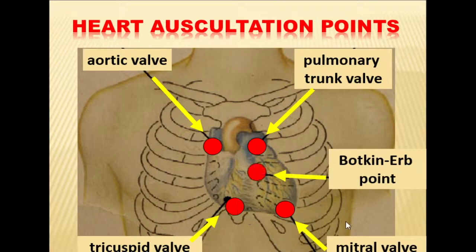Sometimes we'll use an additional Botkin-Erb point. Botkin and Erb are the authors who prescribed this point. It localizes at the junction of the third and fourth rib to the left edge of sternum, and it is used in case of pathology over the aortic valve. If we reveal any pathology over the aortic valve, we will obligatorily auscultate the additional Botkin-Erb point, the third-fourth interspace along the left edge of sternum.